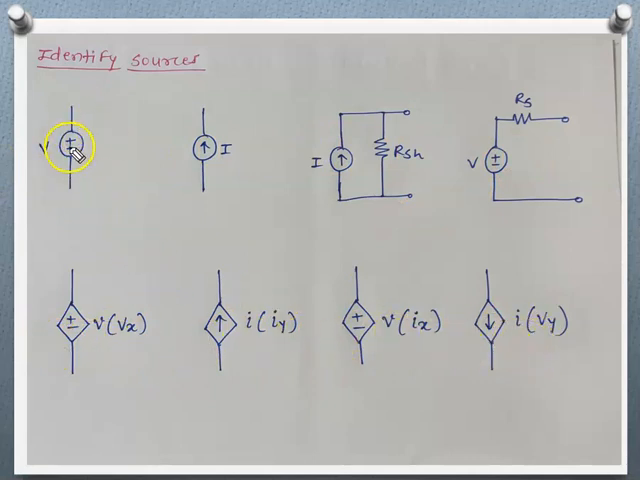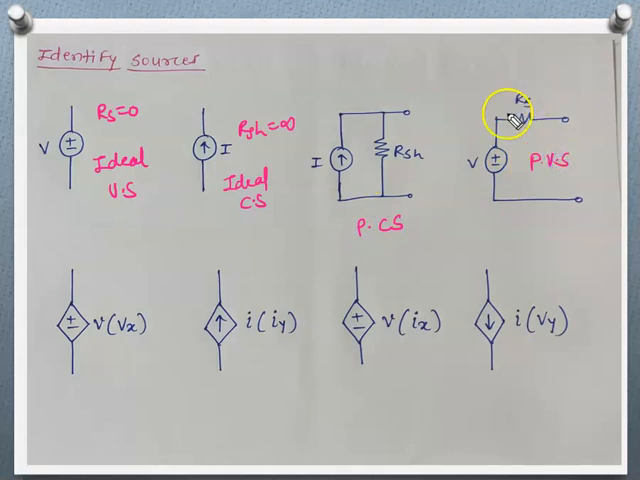Here this plus minus V is shown, that means it is a voltage source, and RS is 0, so it is an ideal voltage source. RSH is not given, that is, it is infinity, so this is an ideal current source. Here RSH is shown and this is a current source. This is a practical current source. This is a practical voltage source, as RS is connected in series with the source.